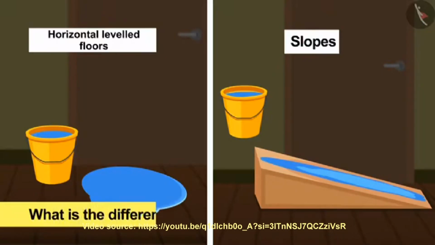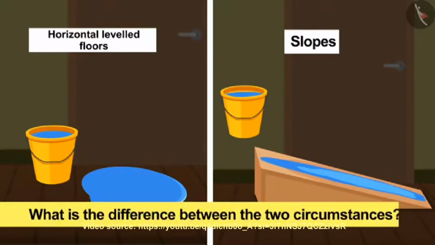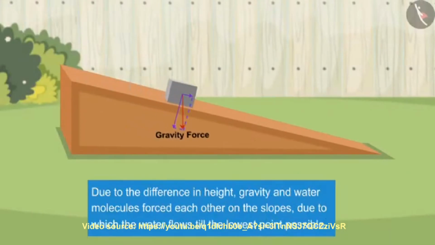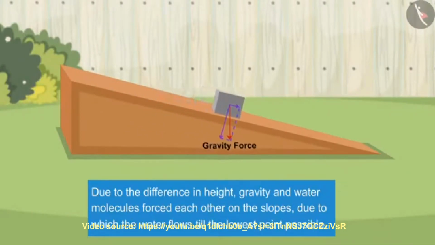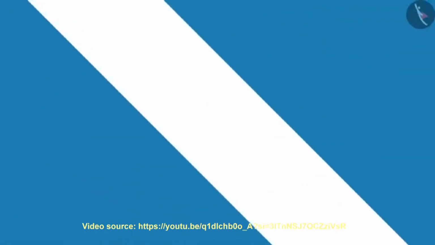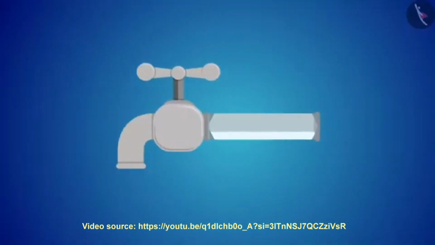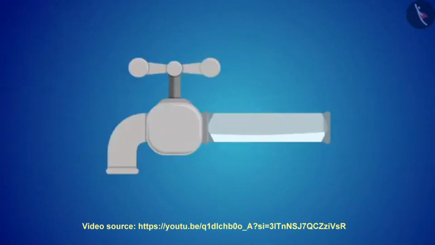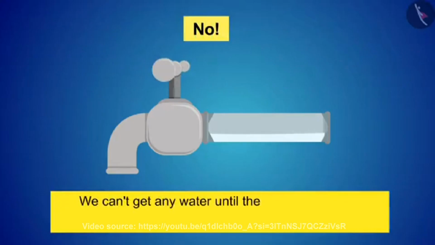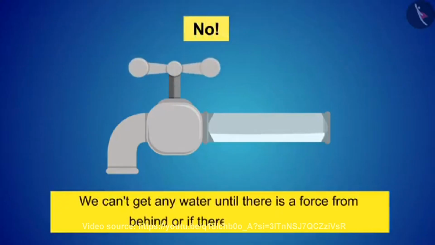So, what is the difference between these two circumstances? Yes, you got it right, height. Due to the difference in height, gravity and water molecules force each other on the slopes, due to which the water flows till the lowest point possible. What will happen if in the place of a horizontal floor, a water pipe is taken? What do you think, do we get the water from this pipe simply when we open the tap? No, we can't get any water until there is a force from behind or there is a pressure.